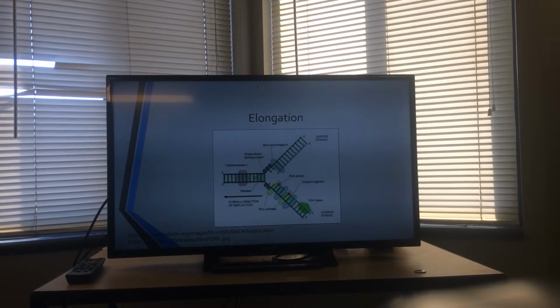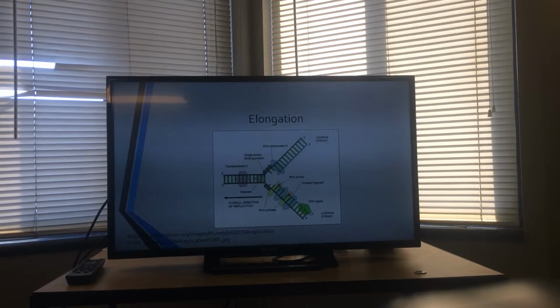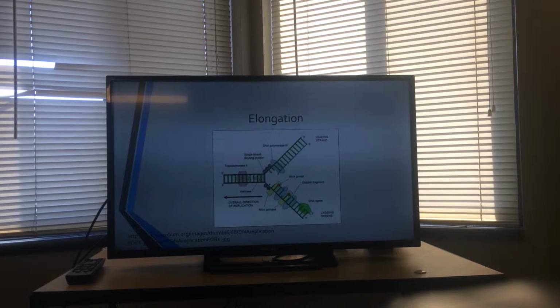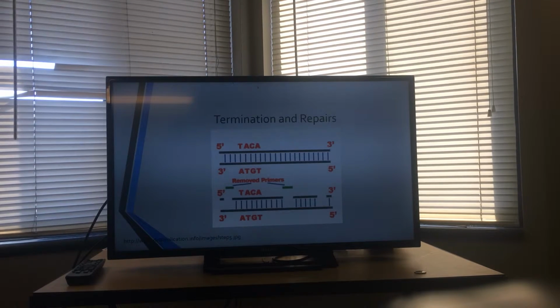Next, we're going to move on to elongation. This process works two different ways depending on which strand you're on. For the 5' to 3' template, called the leading strand, DNA polymerase can read the template and continuously add nucleotides. For the 3' to 5' template, DNA polymerase cannot read, so this is called the lagging strand.